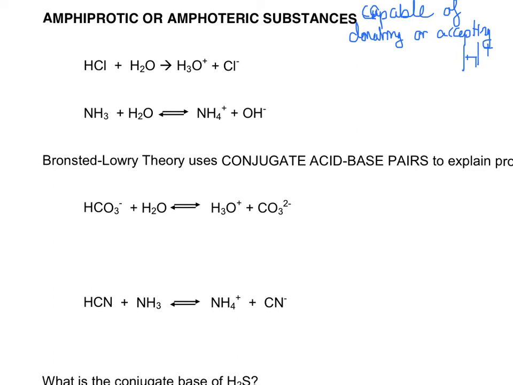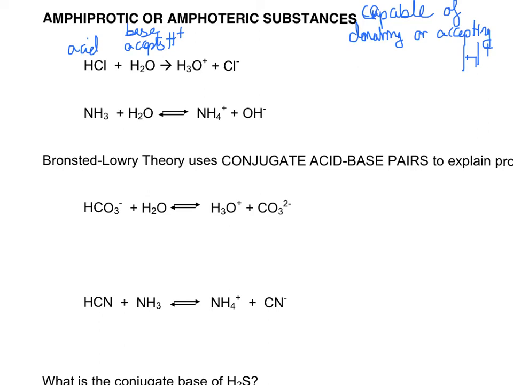So we looked already at these two equations before. We looked at water reacting with HCl. So HCl is an acid, so that means it's a proton donor. So it donates an H plus, or gives away an H plus, and so it becomes Cl minus. So then in this case, water has to accept that H plus, and so water acts as a base here. It accepts the H plus. So when water accepts the H plus, it becomes H3O plus.